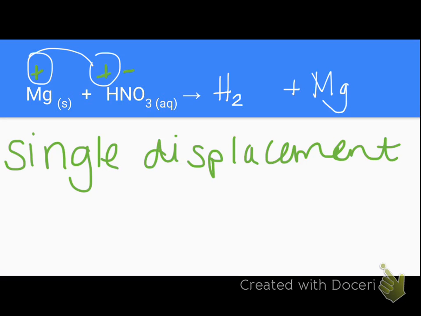Magnesium has a +2 charge. Nitrate has a -1. So we need a 2 there. Now looking at your solubilities, this is going to be a gas. And then this one is aqueous.